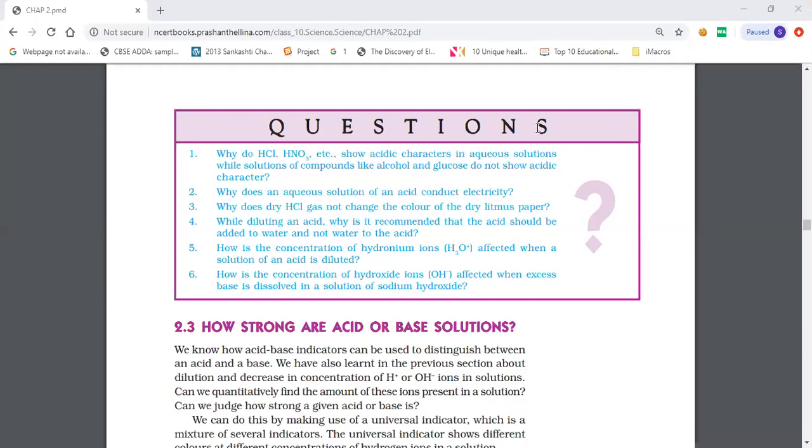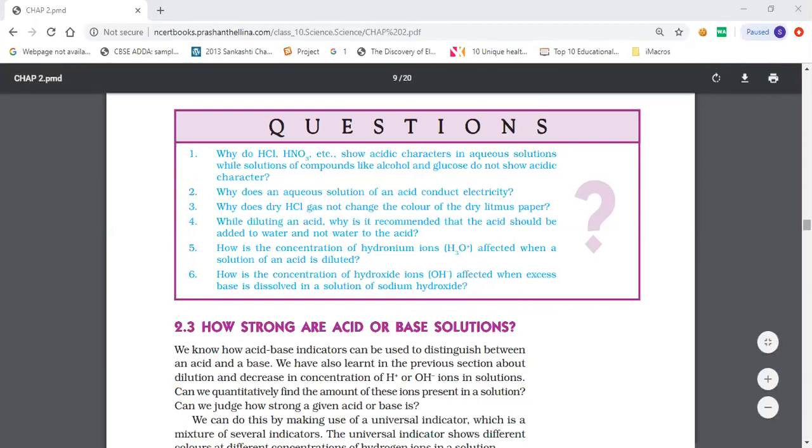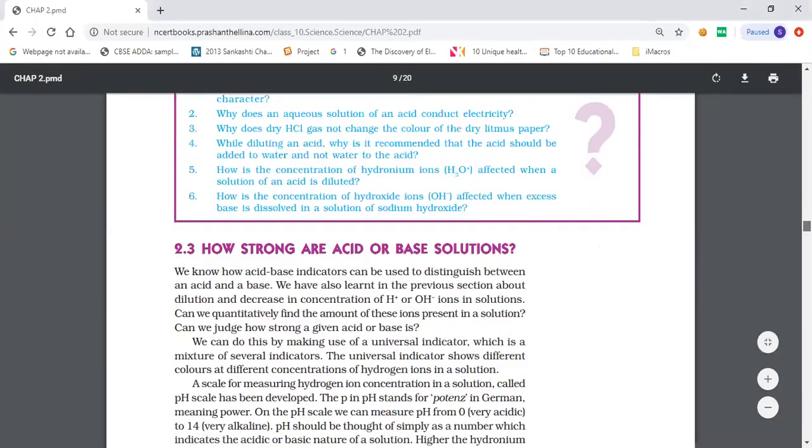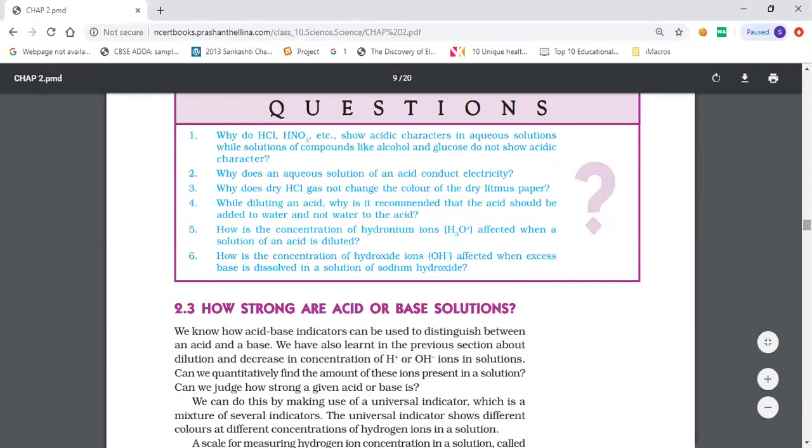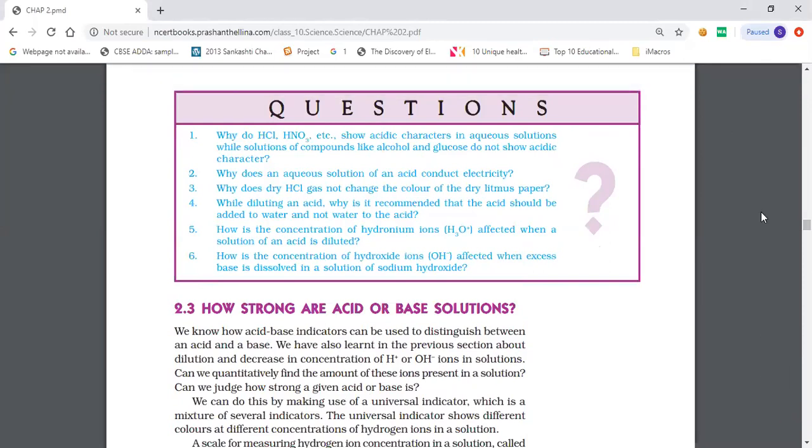Santosh, next one. How is the concentration of hydronium ion affected when a solution of acid is diluted? Ma'am, it decreases. And the second one? Ma'am, it increases. So OH minus ion concentration will increase. Okay, clear this part? Yes, ma'am. Everyone, all these questions clear? These are very important questions, from NCERT. This is an NCERT textbook.